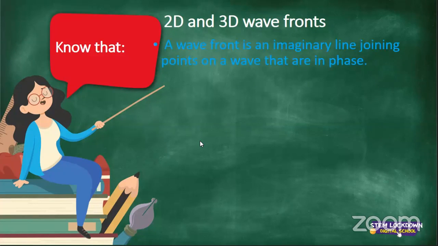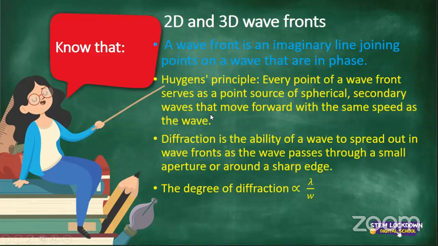So a wavefront is an imaginary line joining the points on a wave that are in phase. So we also have Huygens' principle, which says that every point on the wavefront serves as a source of spherical secondary waves that move forward at the same speed as the wave.